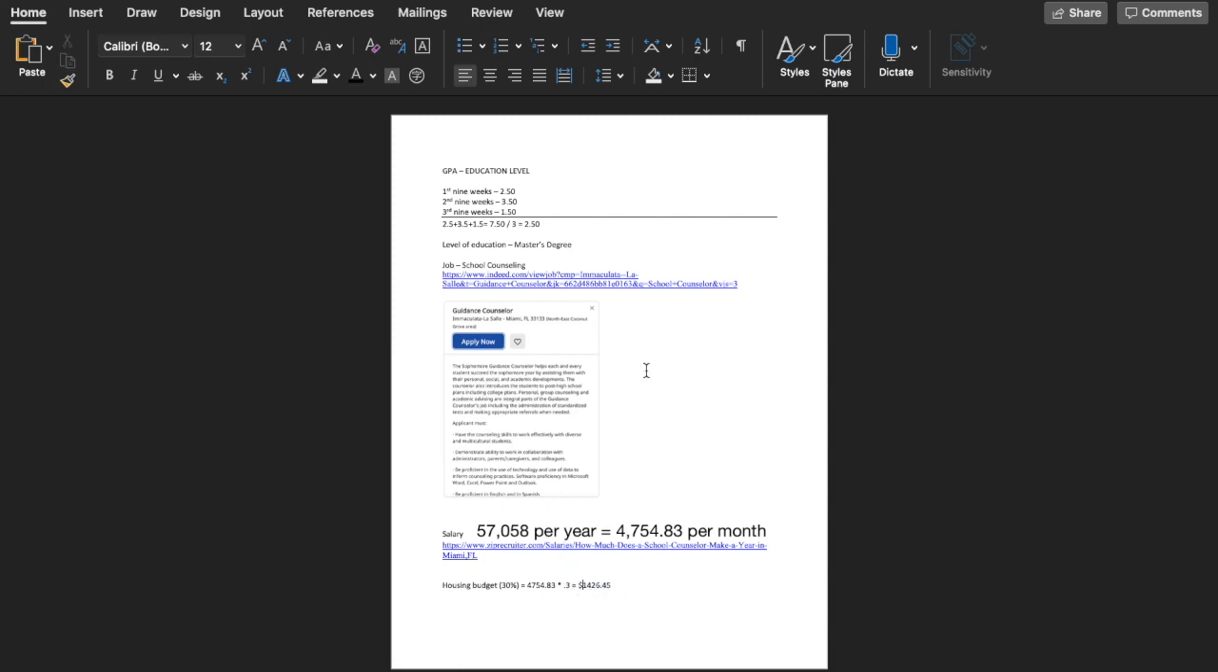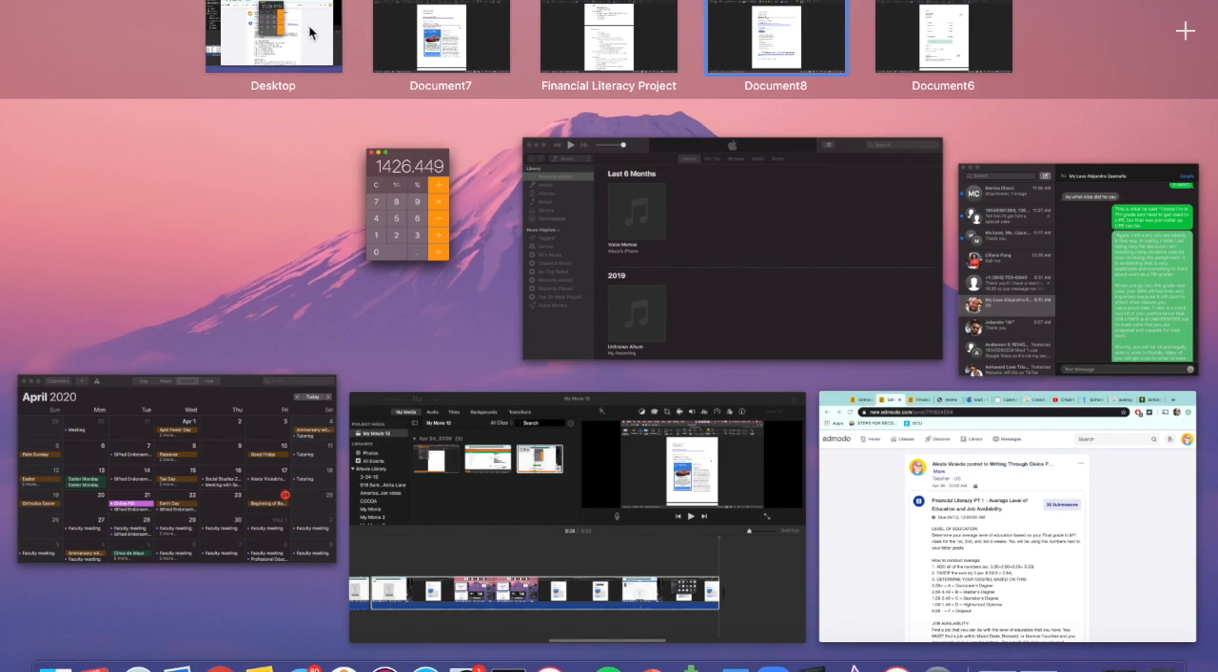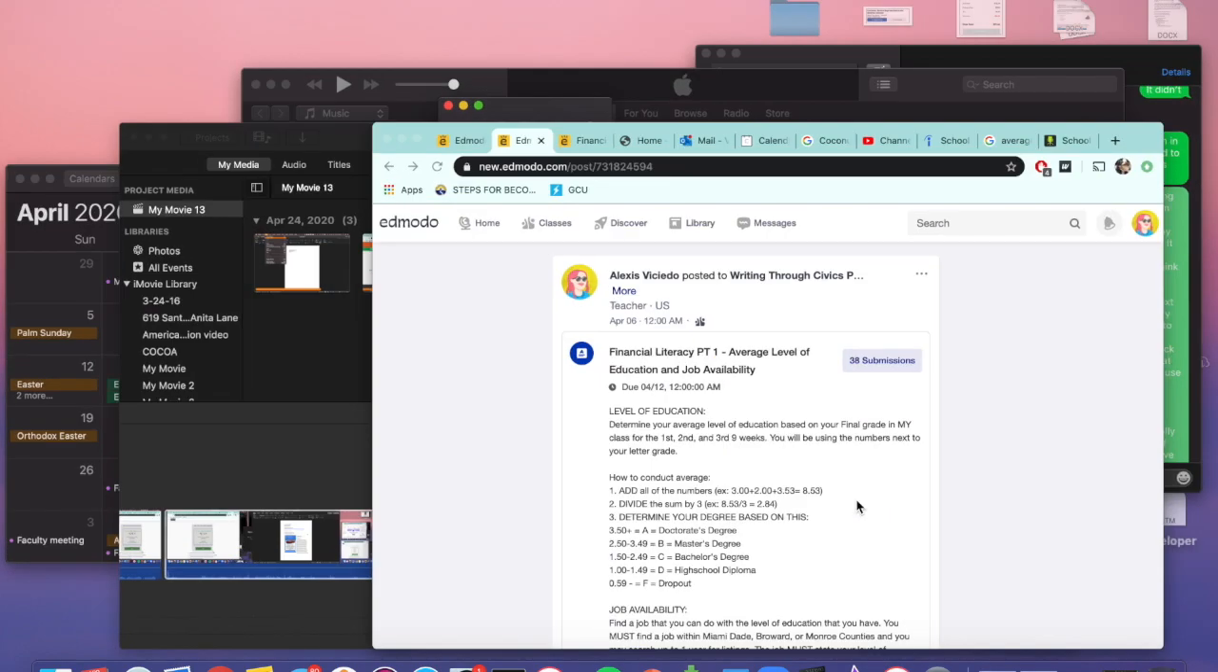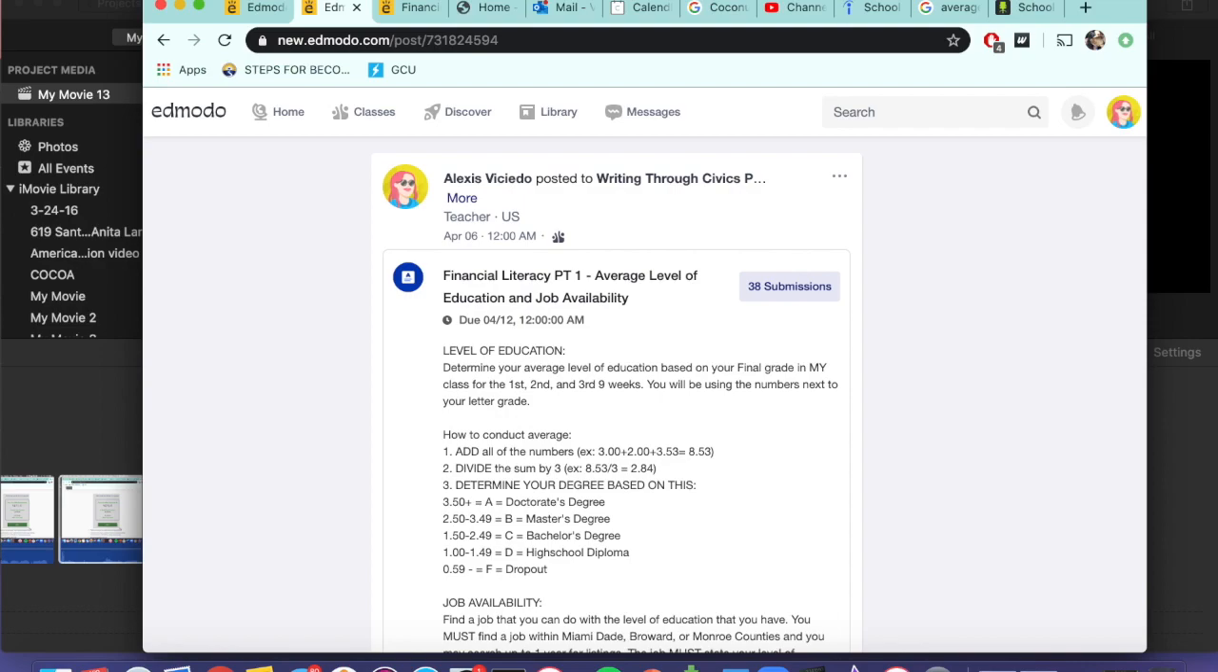This would be your salary, how much you earn per year, and this would be how I calculated what level of education I had based on my GPA. So I hope that was helpful for you, and I hope that I was able to help you understand what's expected.